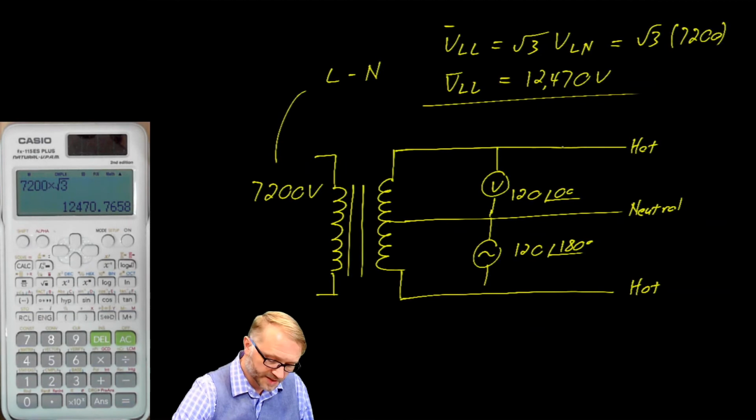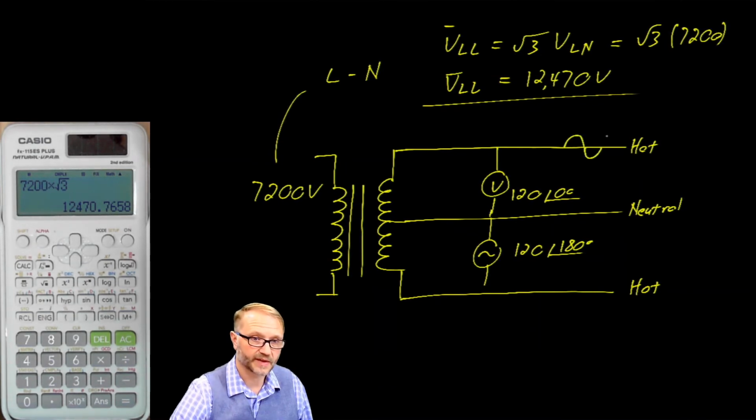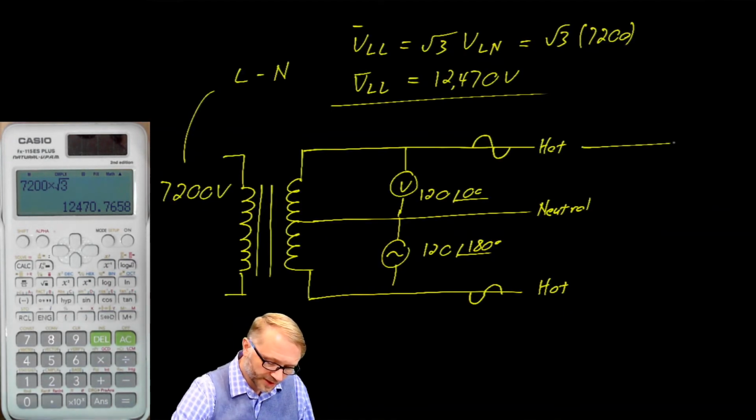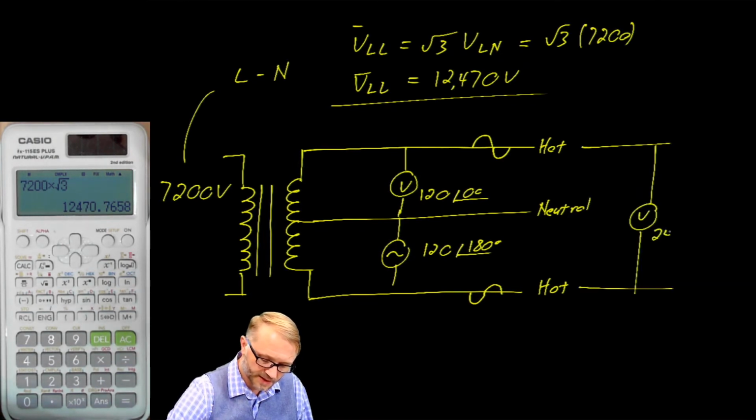Another way to look at this is to say that this voltage has a sinusoid that looks like that relative to neutral, while this one has a sinusoid that's 180 degrees out of phase. Know that if you put a meter across both hot lines in your house, you would measure 240 volts.